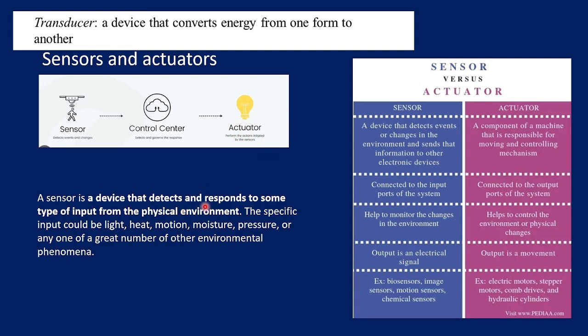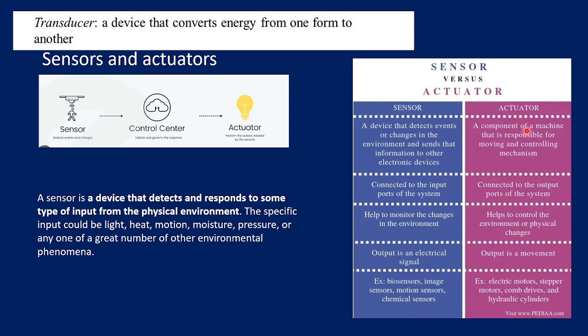Okay, a sensor is a device that detects and responds to typical inputs from the physical environment. The specific input could be light, heat, motion, moisture, pressure, or any one of a great number of other environmental variables. So if we classify sensors and actuators, a sensor is a device that detects events or changes in the environment and sends the information to other electronic devices. Connected to the input ports of the system, it helps to monitor the changes in the environment. The output of a sensor is always an electrical signal. Examples are biosensors, image sensors, motion sensors, chemical sensors, etc.